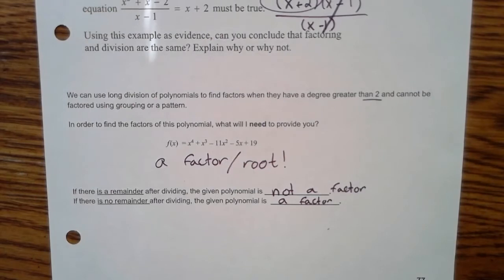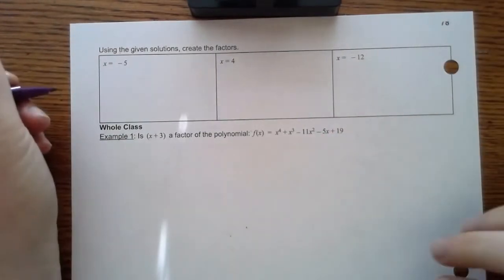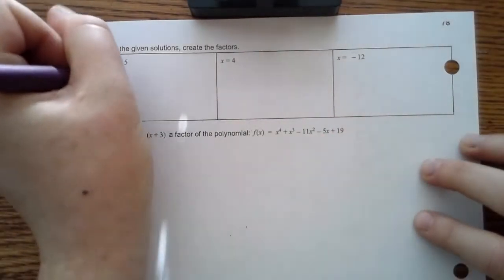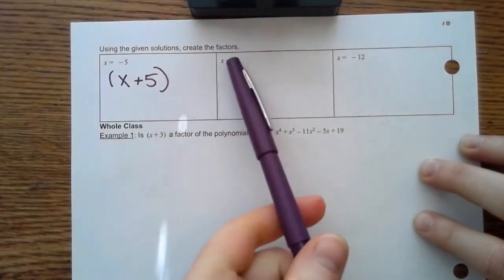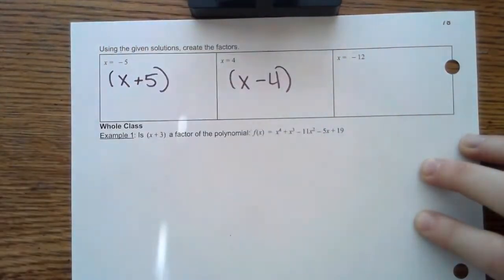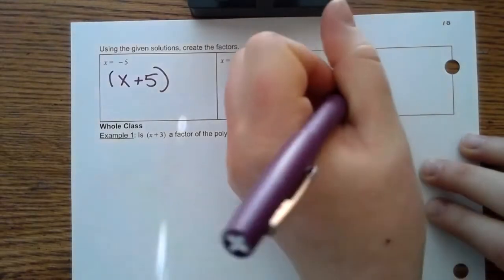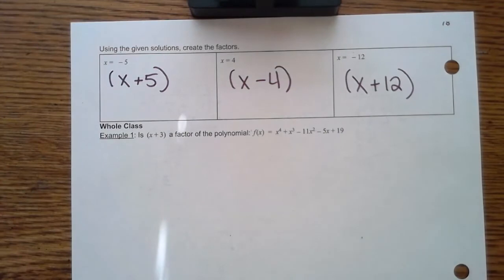Okay, let's try this out. Using the given solutions, create the factors. If I tell you the answer is x equals -5, that had to come from this. If x equals 4, that had to come from this. If x equals -12, that had to come from this. That's good practice. So we are going to do 3 examples to talk about long division. Let's go for it.